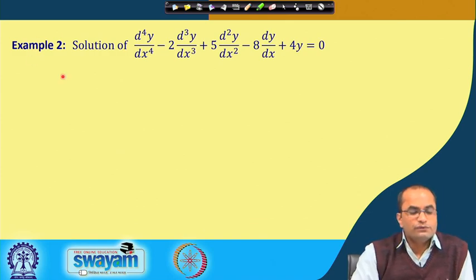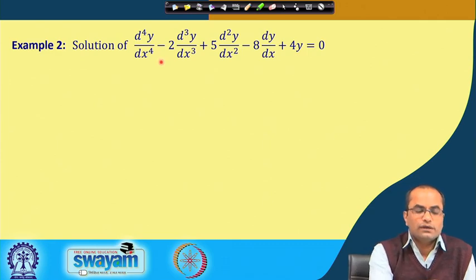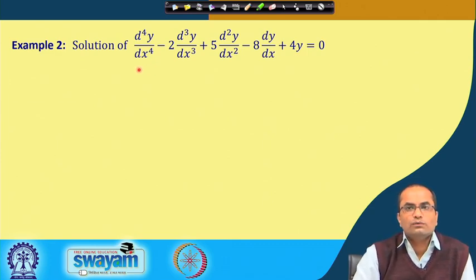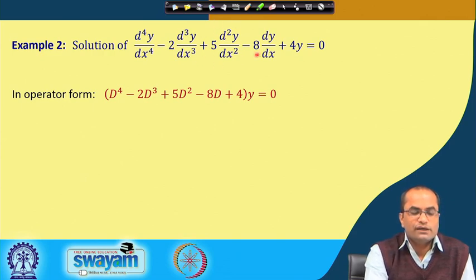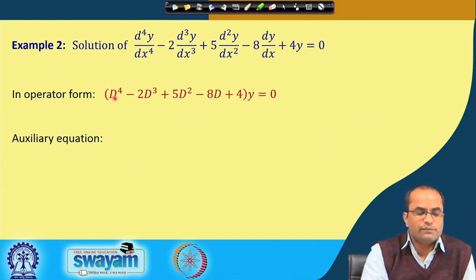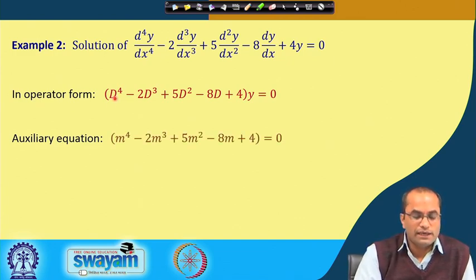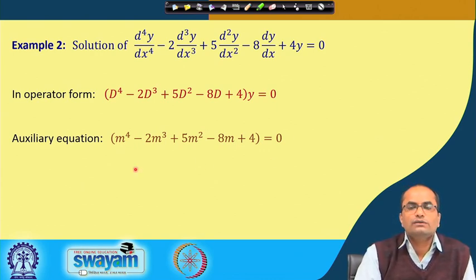So, for example 2, we will take this fourth order linear differential equation. Again, corresponding to this differential equation we can write down the operator form. So, this is D^4 minus 2D^3 plus 5D^2 minus 8D plus 4 operated on y is equal to 0, and then for the auxiliary equation we can just replace D again by m. So, this is the fourth order auxiliary equation. It could be difficult to solve.